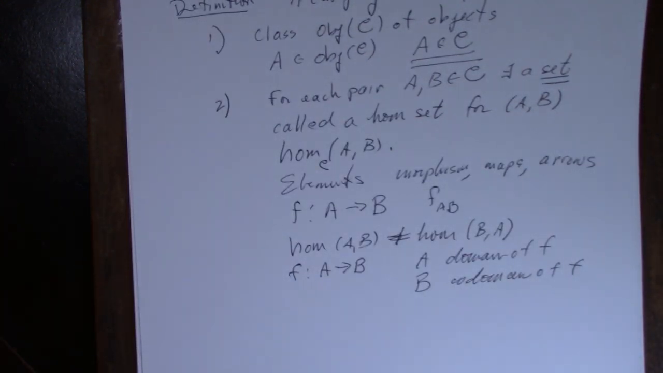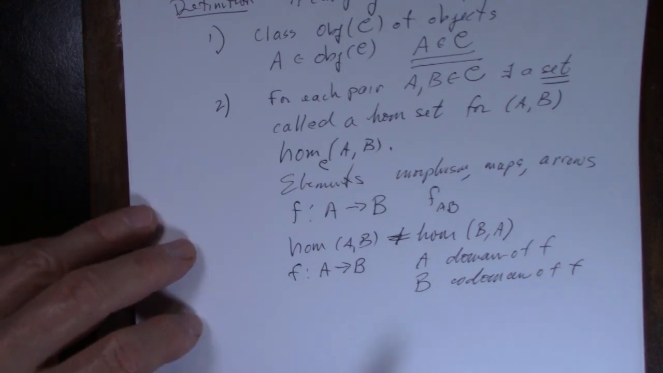Domain is just a word here, just a definition. It doesn't mean that F is a function whose domain is A and whose codomain is B. It just means that F is a morphism, whatever that is, and its domain is A and its codomain is B. By the way, B is not the range of F nor the image of F. Those terms don't enter into category theory, into the definition of a category.